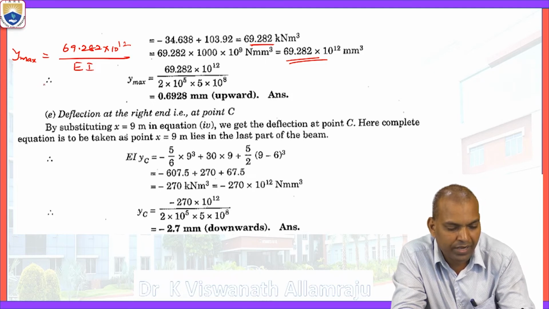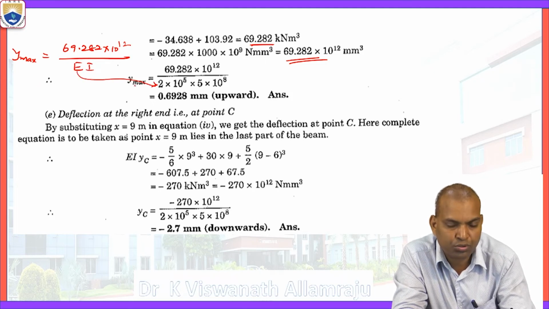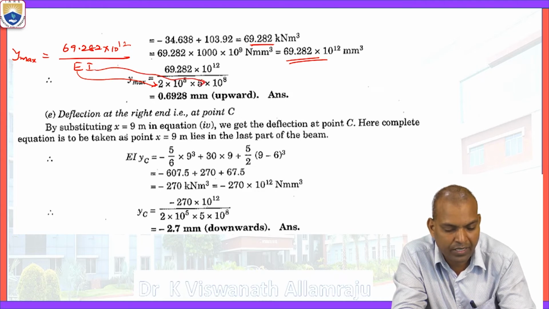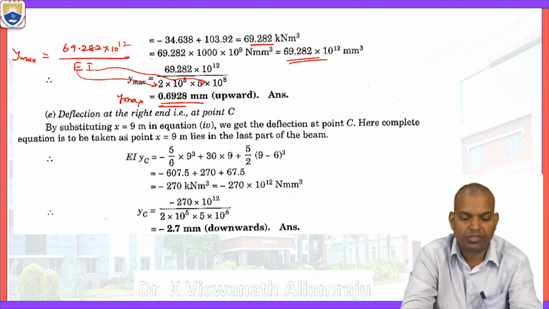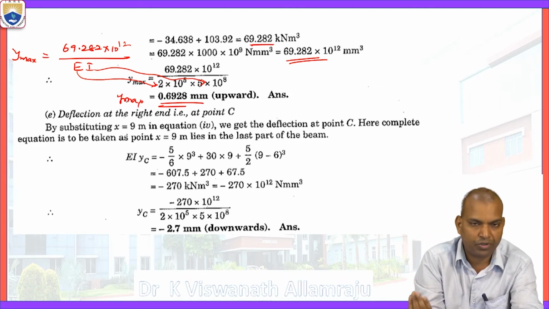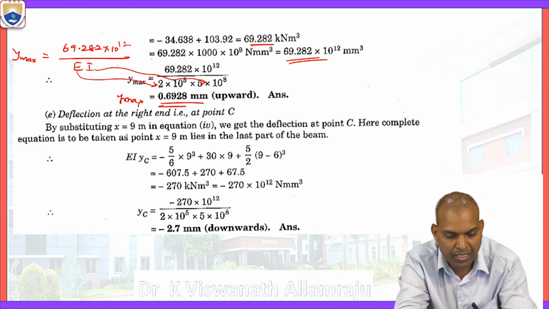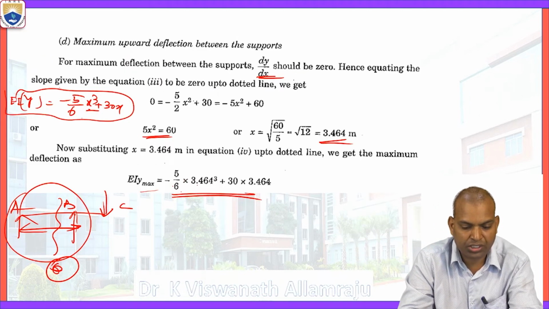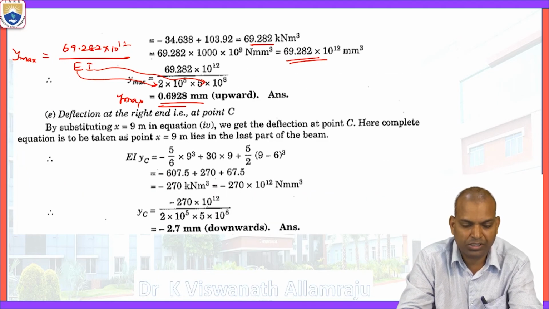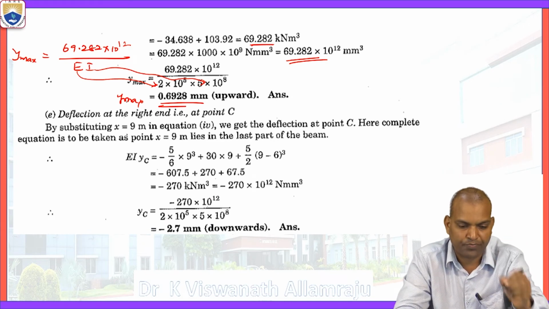What are the E and I values? E is 2 into 10 power 5 and I is 5 times 10 power 8. Then y maximum is 0.6928 millimeters. That means it is a positive value, in the upward direction. At the distance of 3.464 meters, the deflection curve becomes positive.